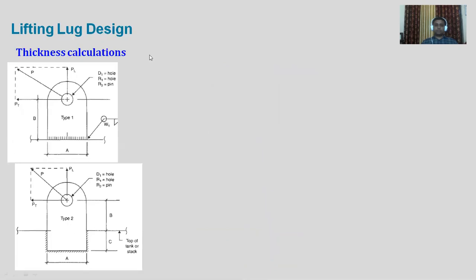Bending stress. Now we are going to calculate, because of the PL there will be tension, right? So the thickness due to shear and tension we are also going to calculate. Let's start with the shear. Shear means the area will get sheared off. So shear can happen because of PL and also because of PT.